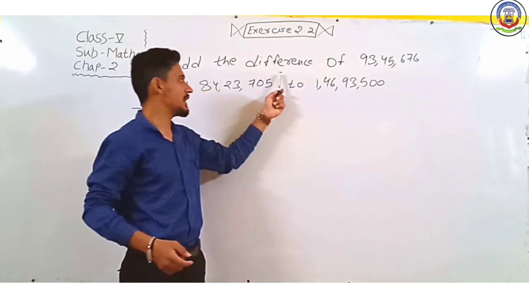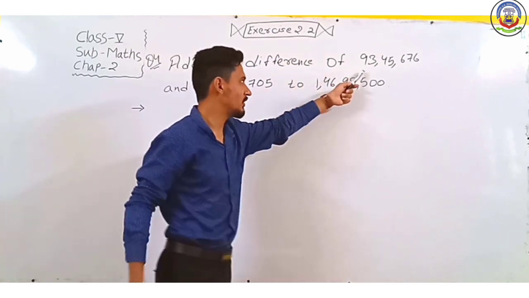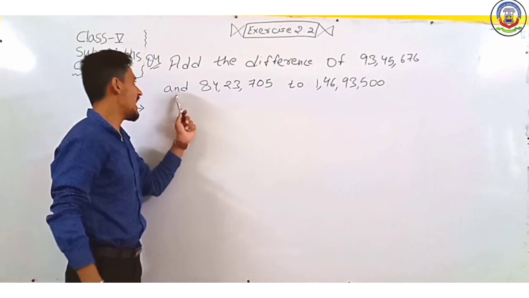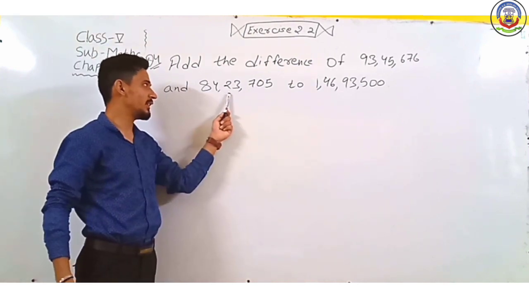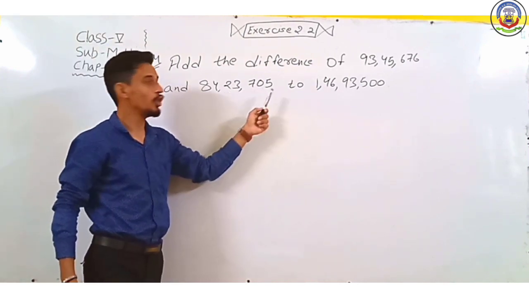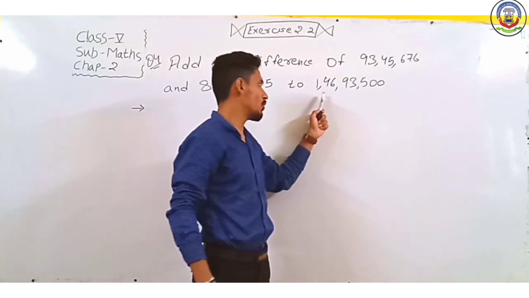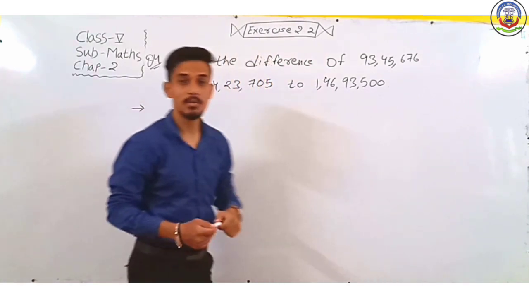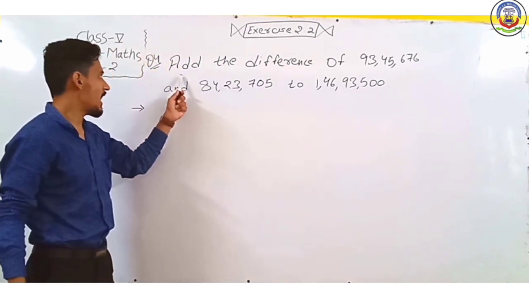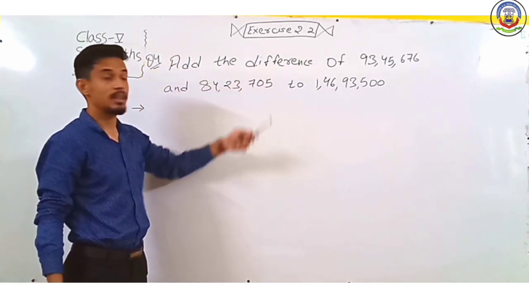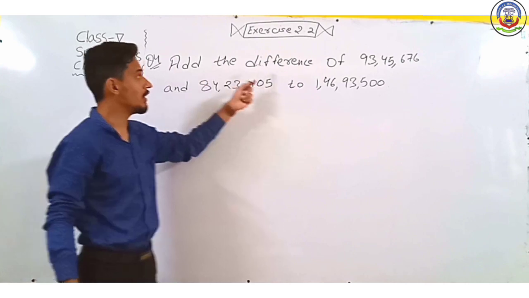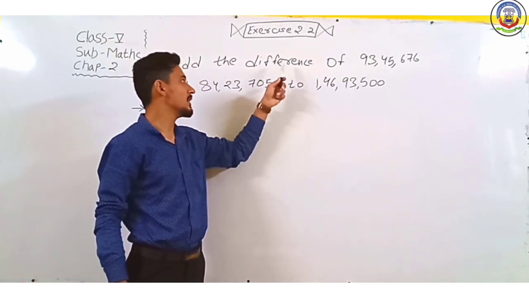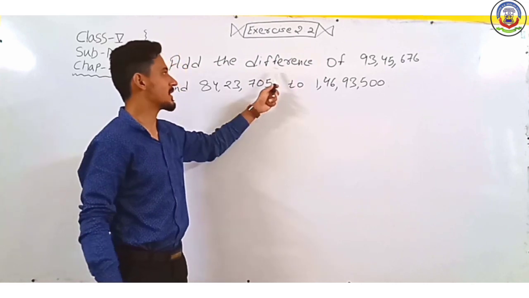Add the difference of 93,45,676 and 84,23,705 to 1,46,93,500. इसमें अभी हमें क्या करना है? ऐड डिफरेंस, मतलब एडिशन भी करना है और सब्ट्रैक्शन भी करना है। बट पहले क्या करना है? हमें सब्ट्रैक्शन करना है। किसका किसका?